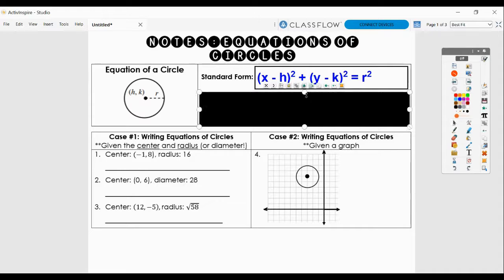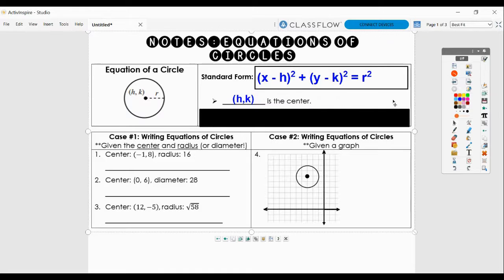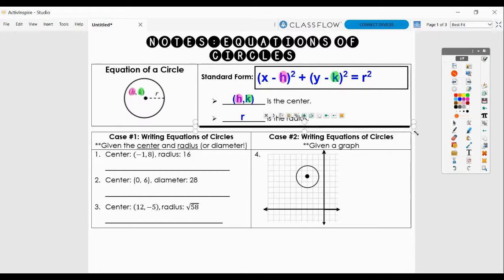h and k is specifically going to be the center point. So h and k will specifically be the center. h will be the x value of the center as pictured, and then k will be the y value of the center as pictured. And since it's all equal to r squared, we're going to make sure to note that r is going to mean the radius, and that will be squared at the end of this equation here.